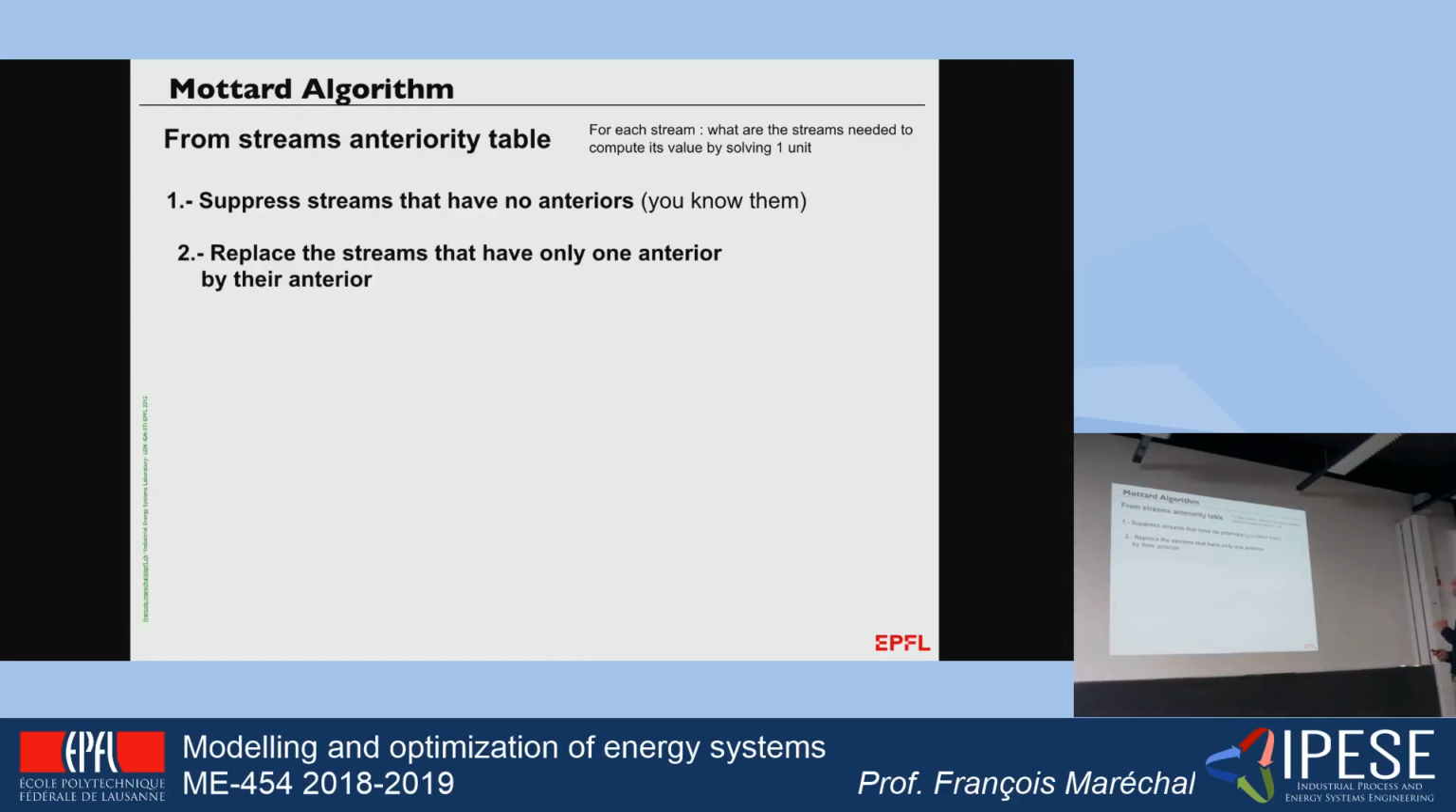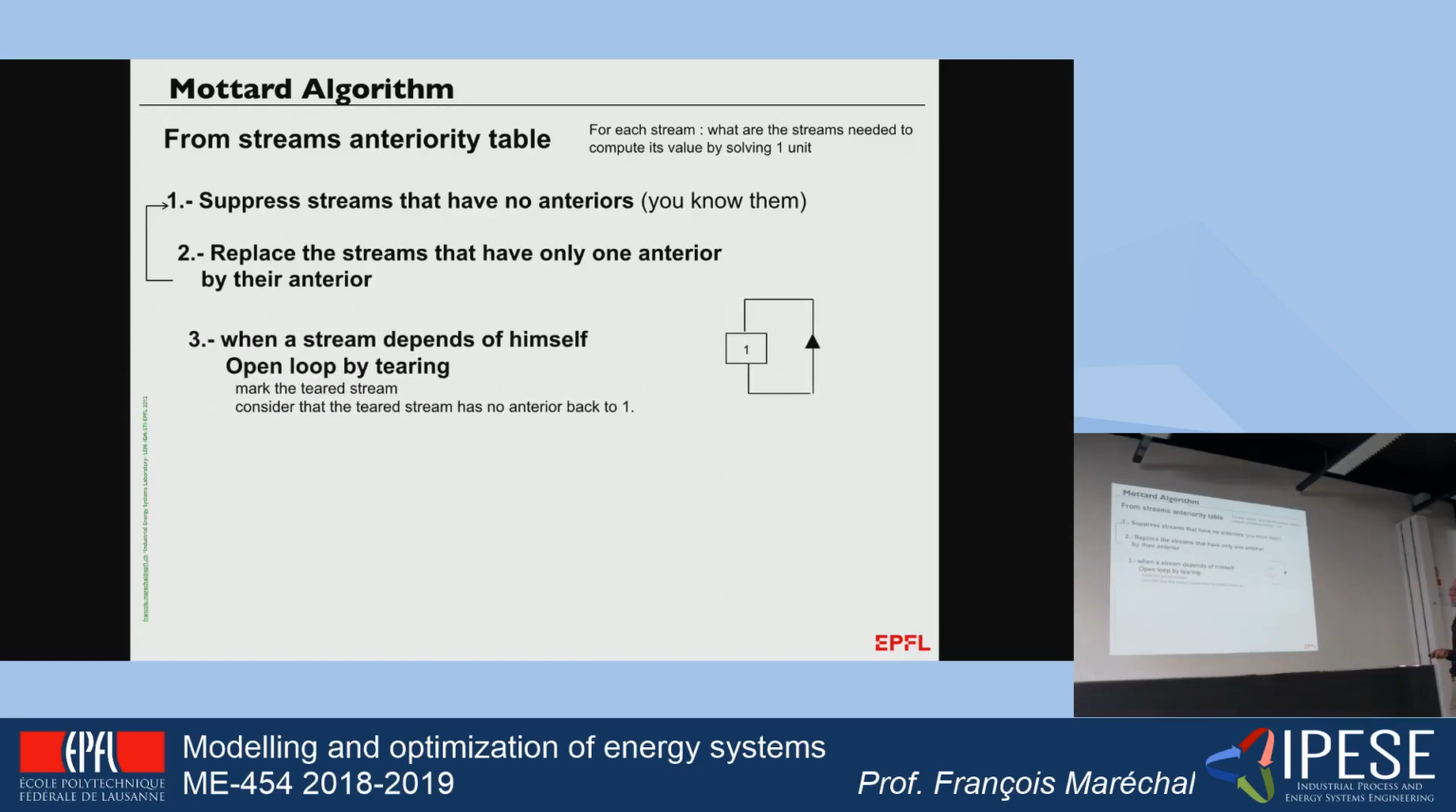Okay? So this means that I can replace the streams that have only one interior by their interiors. And I will show you in a minute how it works. But as soon as I do this, and if I have suppressed streams, so it means that now if 3 depends on 2 and 2 depends on 1, and 1 depends on nothing, so 1 is calculated, 1 is known, so it means that 2 is known, that means that 3 is known. Okay? So it means that I can go back and I can suppress the streams that have no interior if they have been replaced by something that is known.